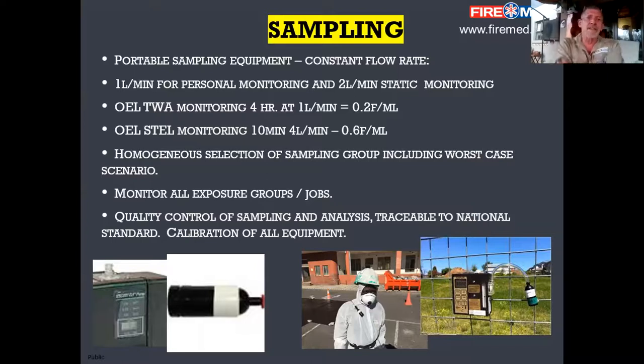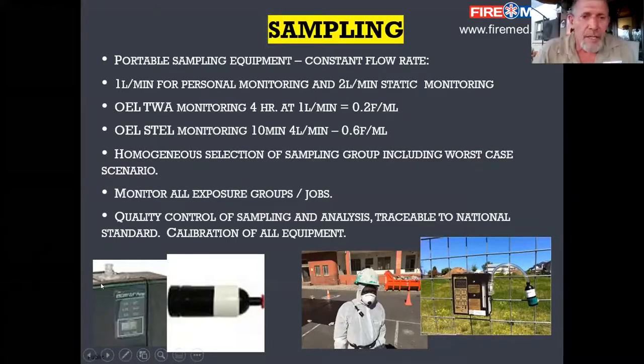Okay, and obviously it's a homogeneous selection of sampling. Okay, so you just pick somebody and he gets the monitor on him. And there you can see in the pictures is a typical example of somebody working with asbestos and the little monitoring device attached to him. And the background sample is there on the fence.